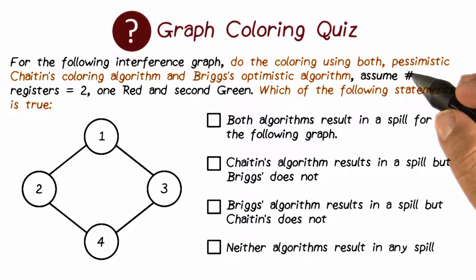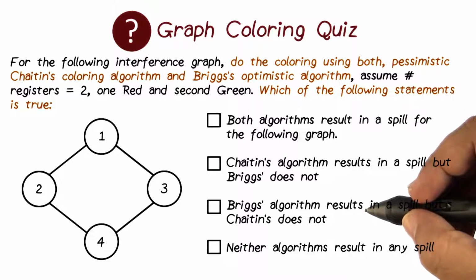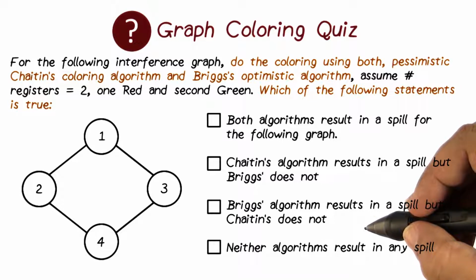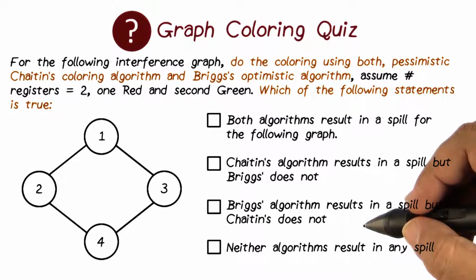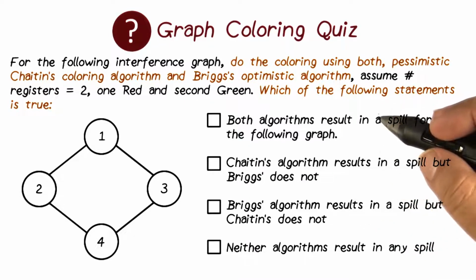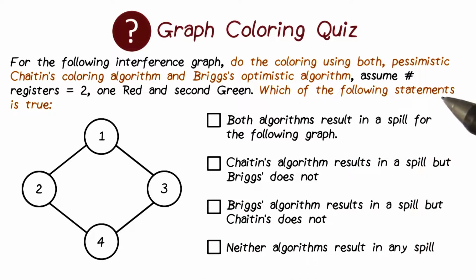Both algorithms result in a spill for the enclosed graph. Chaitin's algorithm results in a spill, but Briggs does not. That is the second statement. The third statement is Briggs' algorithm results in a spill, but Chaitin's does not. And the fourth statement is neither algorithm results in any spill. So please apply Chaitin's algorithm, the pessimistic one, and the Briggs algorithm, the optimistic one, to this diamond graph and mark the answer that is correct among these four choices.